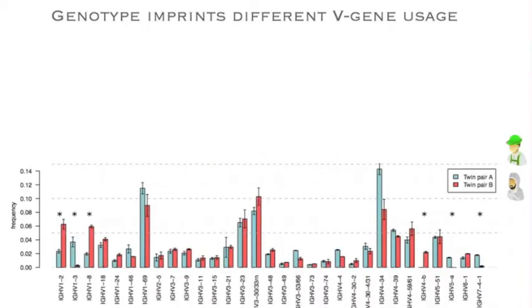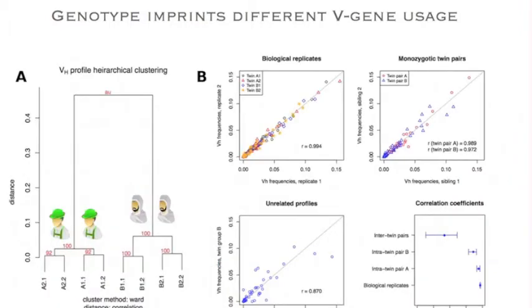So what did we find? Our first observation was that we could definitely tell twins apart just based on their naive V gene usage profiles. We find that the twin pairs use the V segments at a rate which is dictated by the genotype and is strong enough in its differences to be able to reliably distinguish identical twins just by looking at their antibody repertoires.